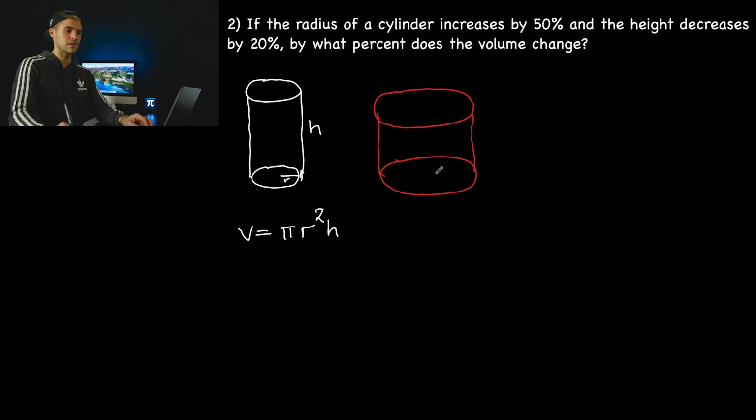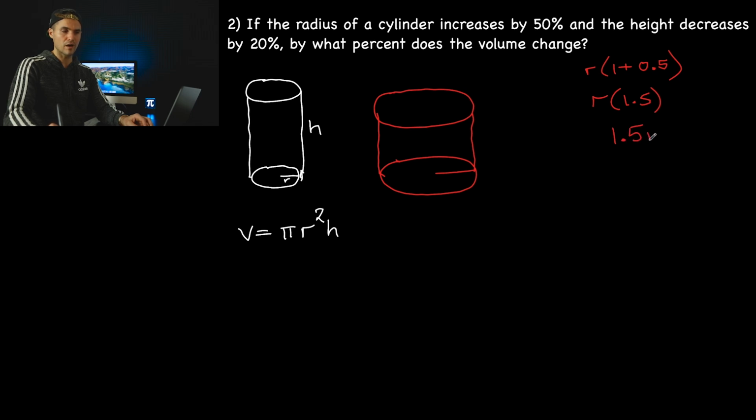So what's going to be the new expressions for the new radius and the new height? Well, if we're taking our original radius r and we are increasing it by 50%, it's always 1 plus the percentage change, but that percentage change has to be in decimals. So we would take the 50, divide it by 100, which would give us 0.5. So we're taking our original radius, multiplying it by 1.5.